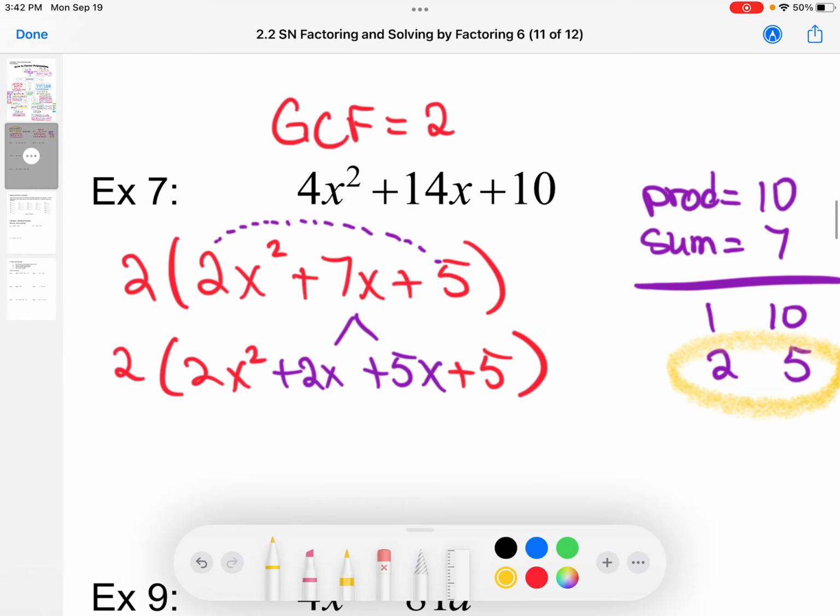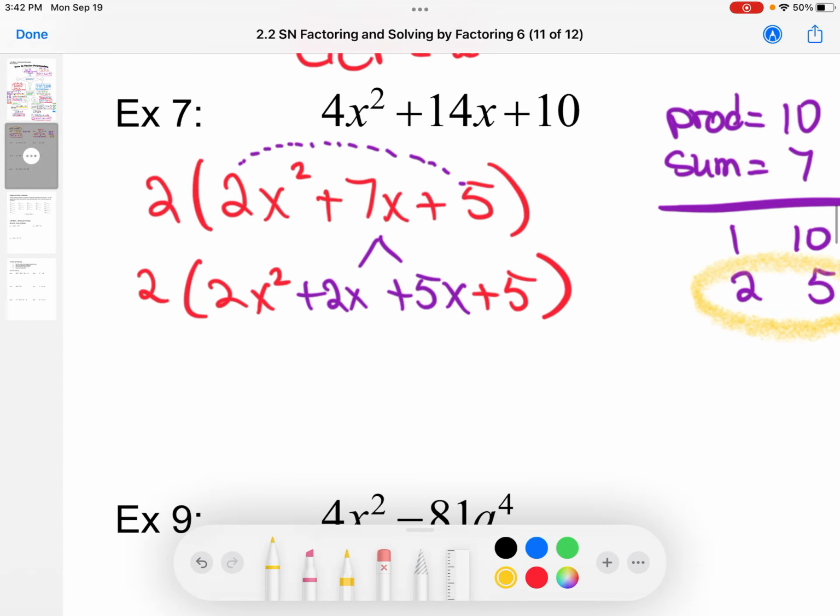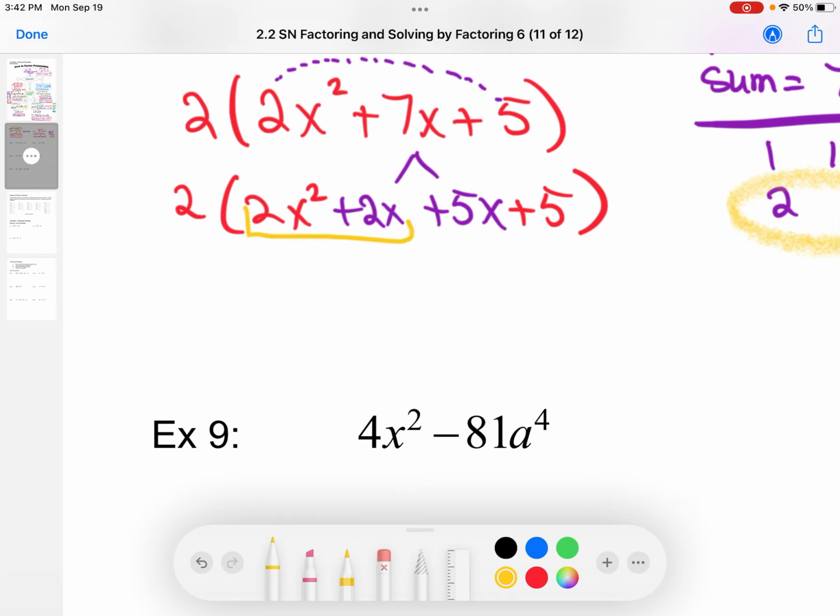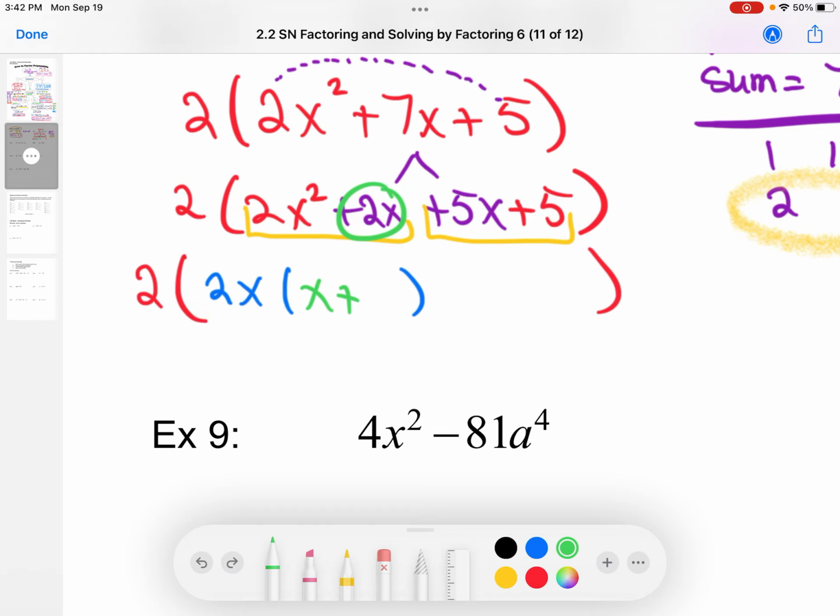Now, there are 4 terms here, so we want to group this. Take the first 2 terms in a group, take the second 2 terms in a group. The 2 greatest common factor still hanging out on the outside. Don't forget about him. Look at the first group, 2x squared plus 2x. That greatest common factor is 2x. Divide that out, and we get x plus 2x over 2x is 1. We need that 1 there. Don't leave it blank. 2x divided by 2x is 1.